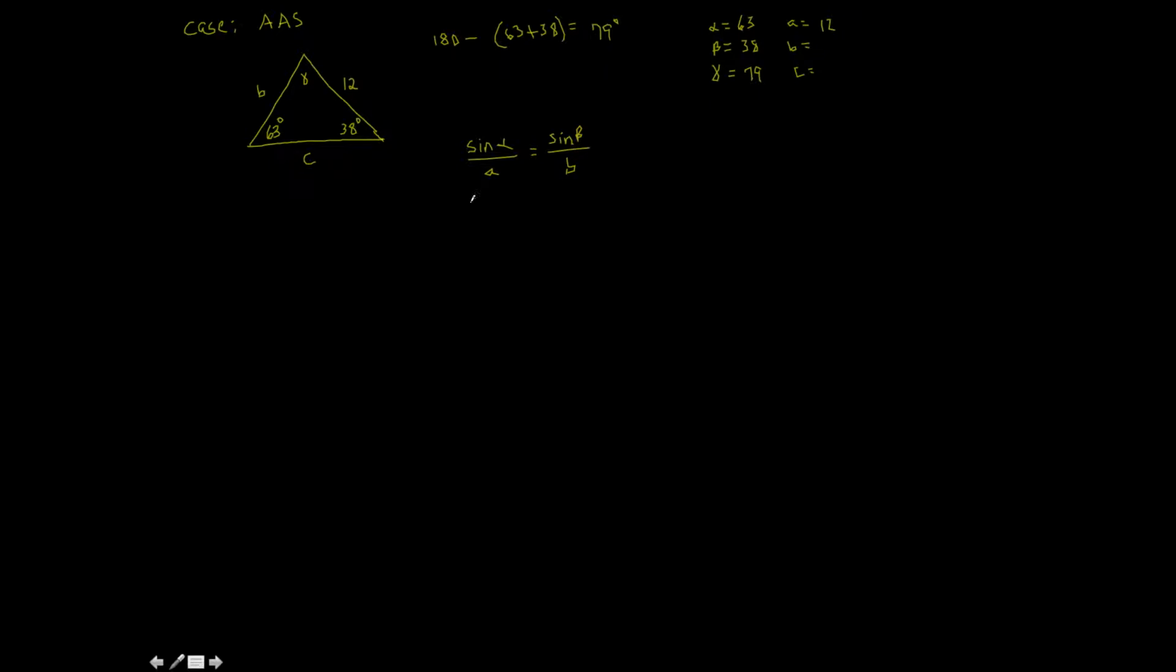So go ahead, plug in the sine of 63 over 12 equals the sine of 38 all over B. So get your calculators out because I forgot to do this one ahead of time. So let's punch this in our calculator together. I'm going to do the sine of 38 times 12 divided by the sine of 63.